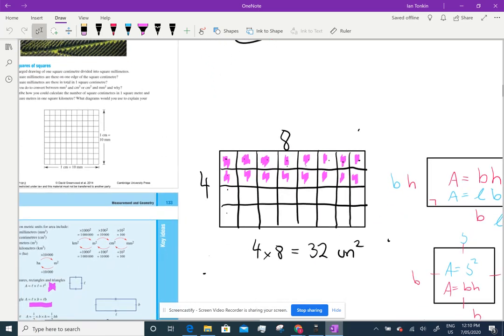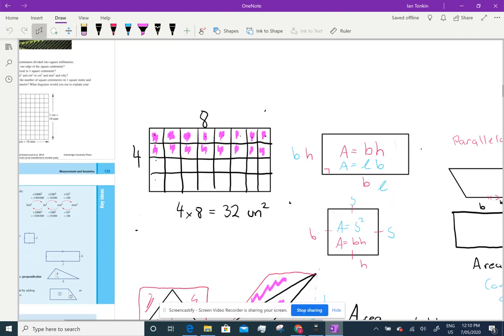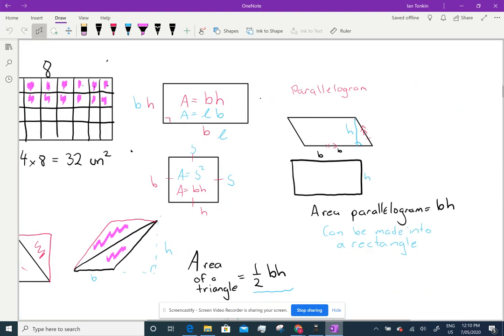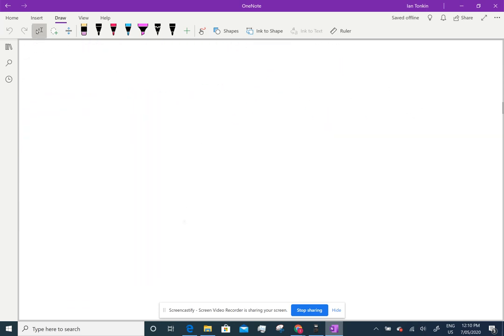The area of a rectangle, when we cut that up into squares, will just give us the two adjacent sides multiplied by each other. Some people like to use length times breadth. I prefer to use base times height. And that's all we need for now. Let's go back to these special quadrilaterals.